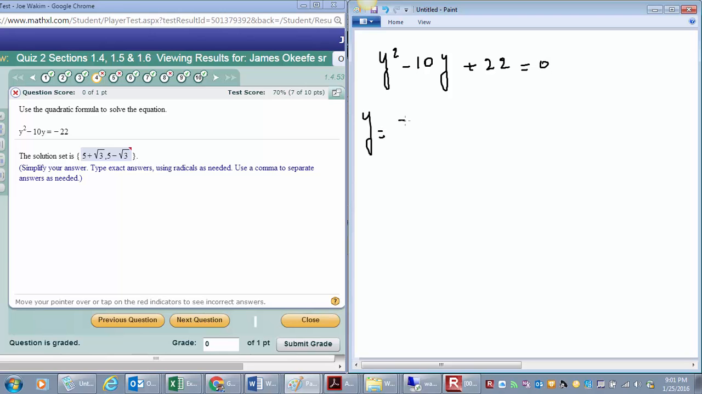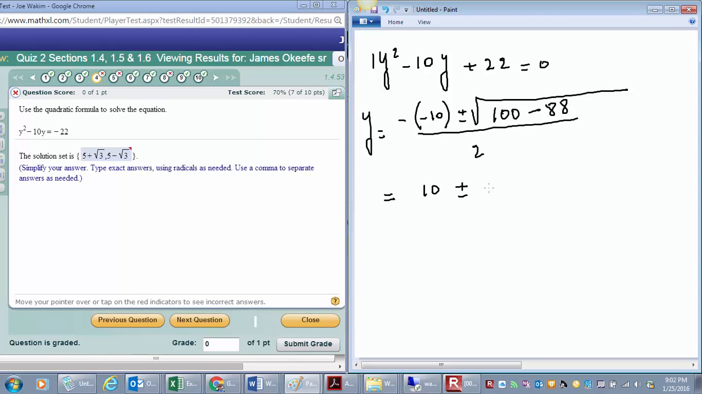So y is negative b, which is negative 10, plus or minus the square root of b squared, which is 100, minus 4 times ac, which is 88, and this is all divided by 2 times 1, which is 2. So now I have 10 plus or minus square root of 12 over 2. Let's split the fraction. So you have 10 over 2 plus or minus.